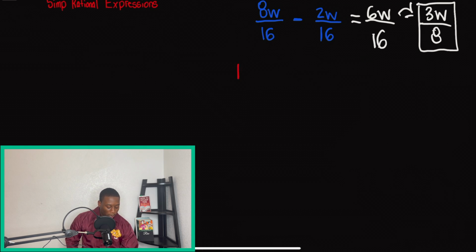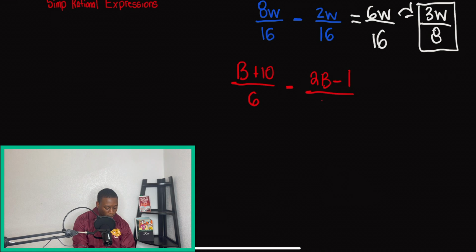So in our first problem, we have b plus 10 divided by 6. And we are going to subtract 2b minus 1 all over 30. Now, the very first thing for us to realize is that we do not have a common denominator. So that means we're going to have to get one. So when I look at this first fraction, I know that if I multiply 6 by 5, I could get 30 and have a common denominator. So that is what I'm going to do.